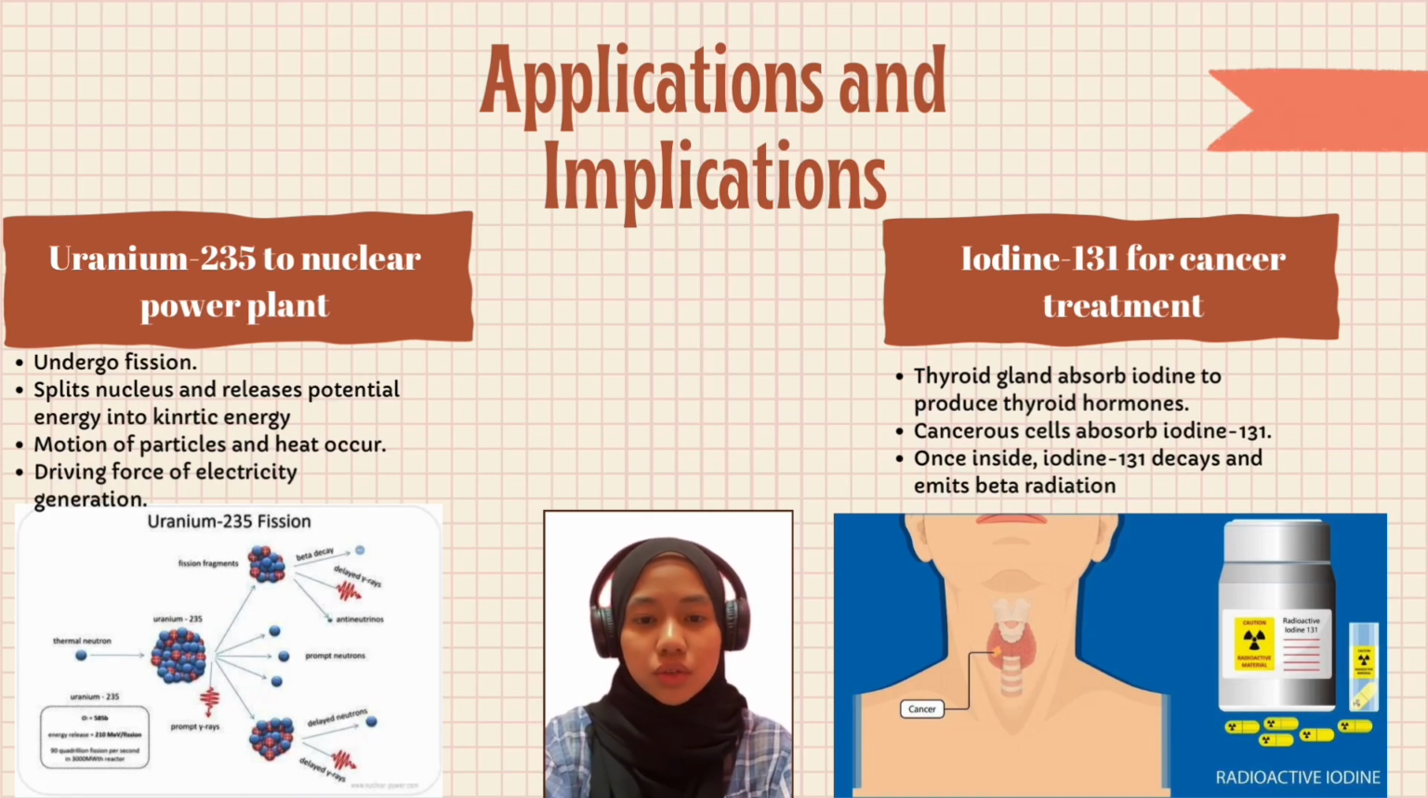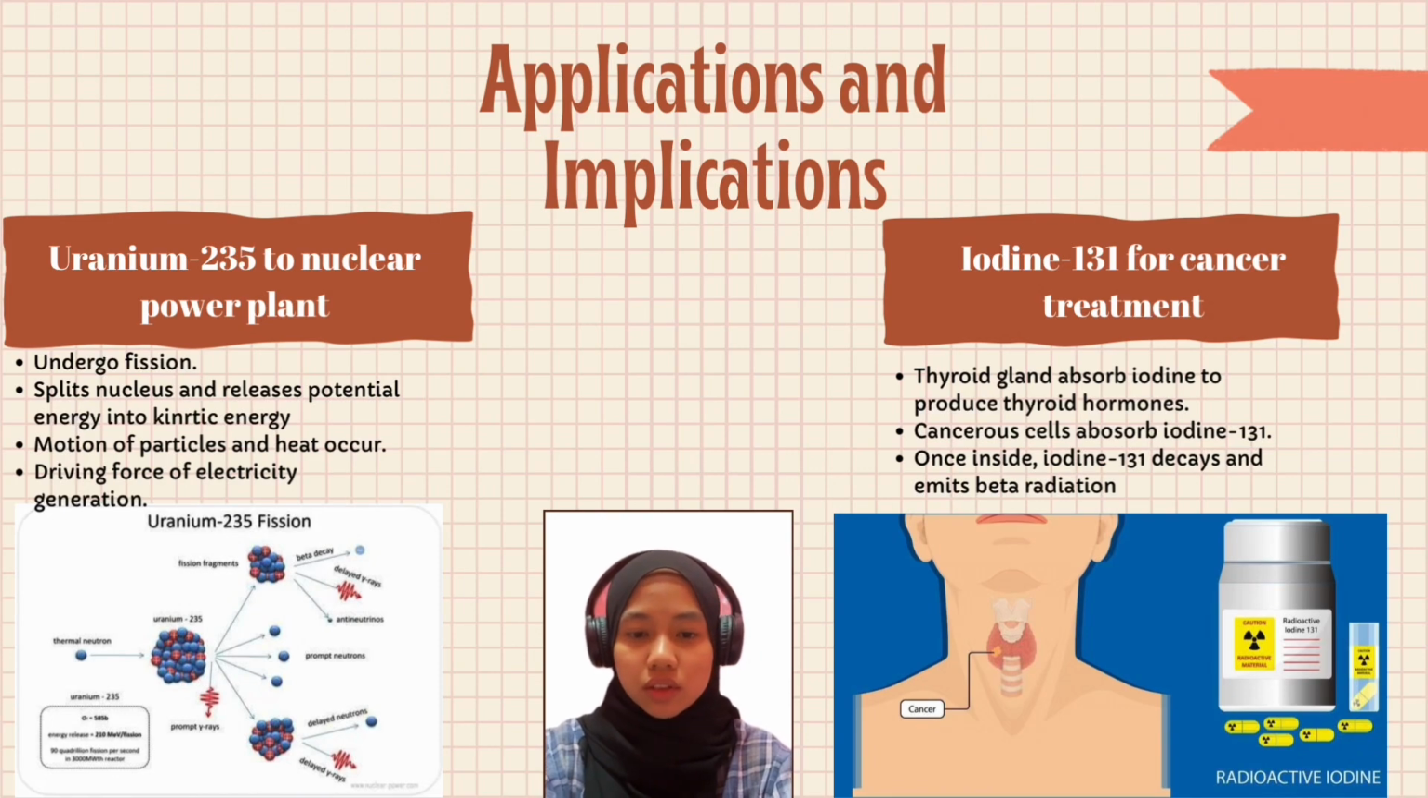For example, uranium-235 undergoes fission when bombarded with neutrons. This process splits the nucleus, releasing stored potential energy in the form of heat and radiation. Once potential energy is released, it is then transformed into kinetic energy, and motion of particles and heat occur, which becomes the driving force behind electricity generation in nuclear power plants.